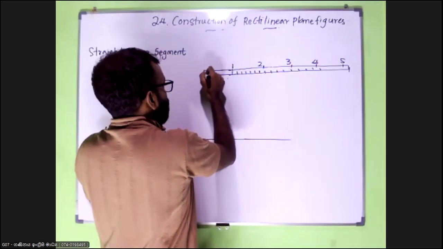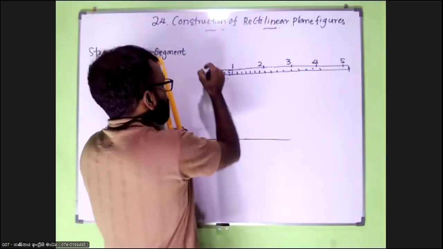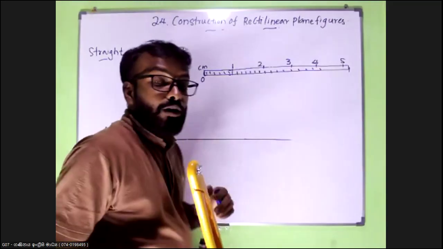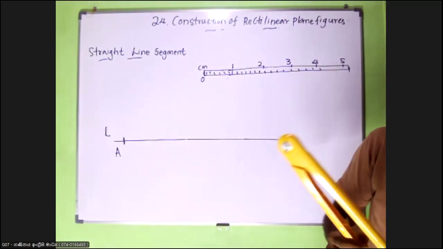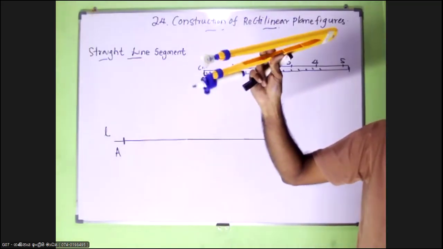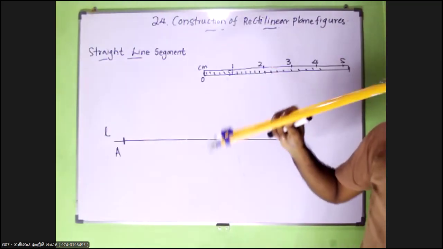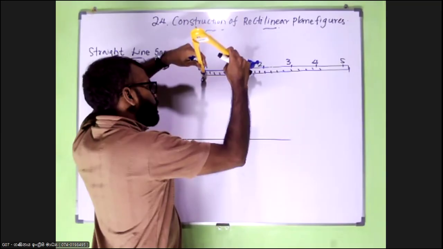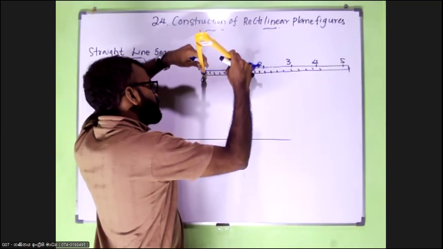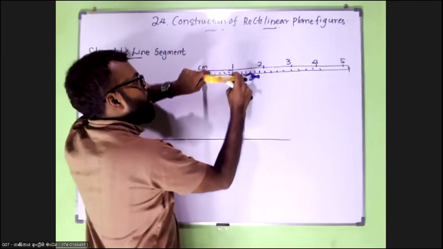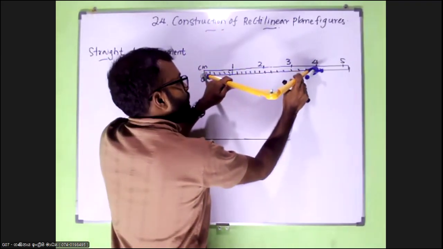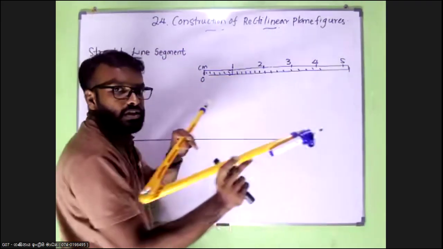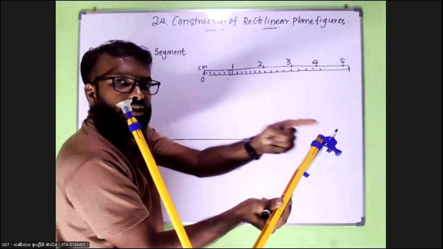So this is my 0. Right? And the centimeter scale: 1 centimeter, 2 centimeter, 3 centimeter, 4 centimeter, and 5 centimeter. I have to take the pencil point and the compass point 4 centimeter apart, right? So I have to place my point of the compass at the 0th point, and I have to take my pencil point to the 4 centimeter, somewhere around here, right? So this is my 4 centimeter length, here to here.